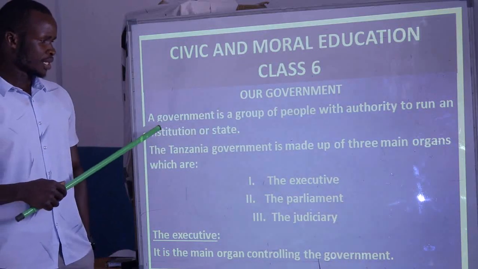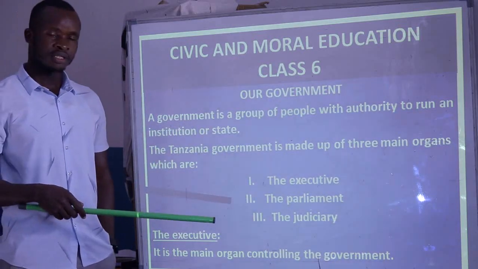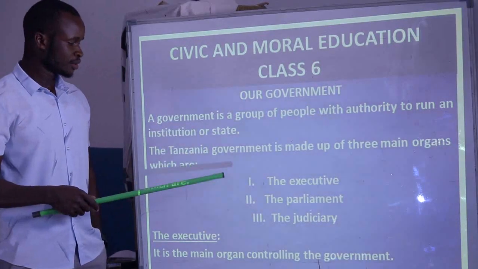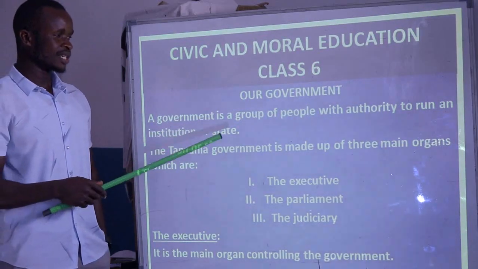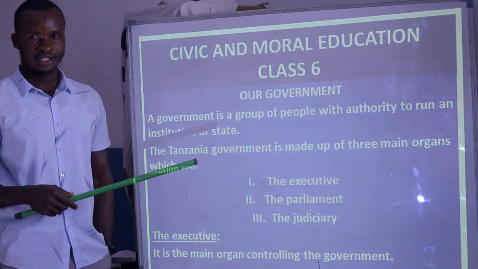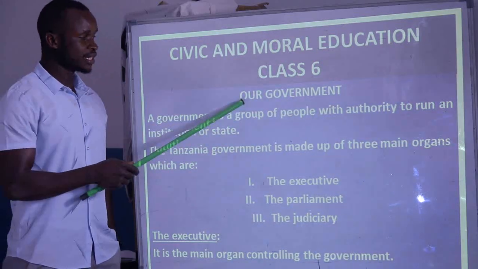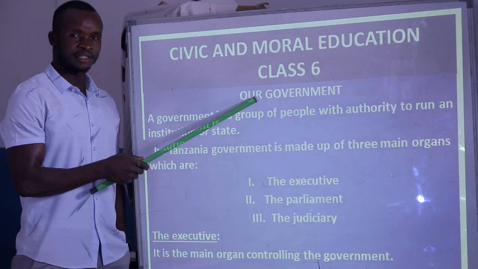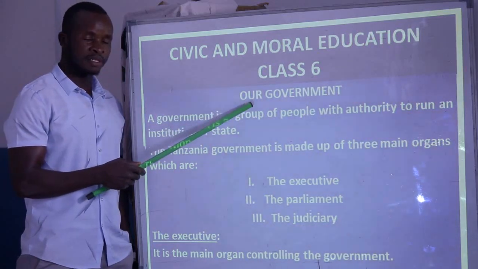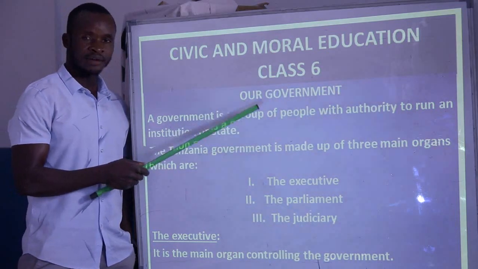What is a government? A government is a group of people with authority to run an institution or a state. There are various institutions which have governance, or as a state, our country Tanzania is a state. It is a country having its government. As I said, our stands for Tanzania, which means it is the government belonging to the people of Tanzania. Being the people of Tanzania, we call it ours.